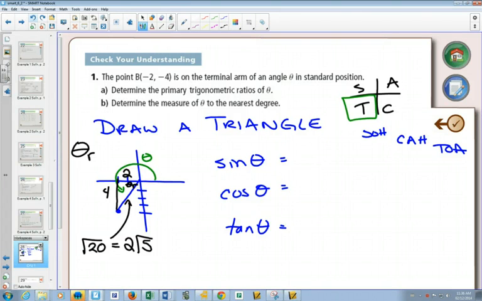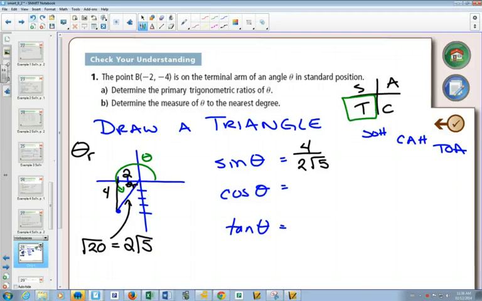Now that we've drawn our triangle, we use SOHCAHTOA and the CAST rule to write the ratios. Sine of theta is opposite over hypotenuse. Here's my reference angle, so the opposite side will be 4. Hypotenuse is 2 root 5. So this would be written as 4 over 2 root 5. But then we have to rationalize it.